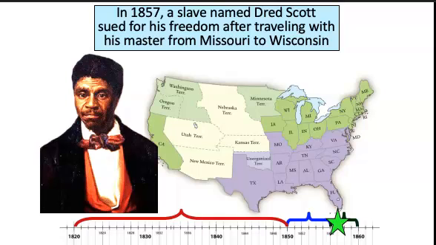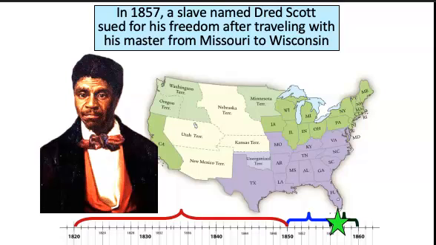A slave named Dred Scott in 1857 will sue for his freedom. He's pictured there on the left-hand side. Now, the background of this case is that Dred Scott was a slave to a U.S. Army surgeon. That Army surgeon had traveled from Missouri, where he was based, to Illinois, Wisconsin, even to the Minnesota Territory, and then back to Missouri, and had taken Dred Scott, his slave, with him.